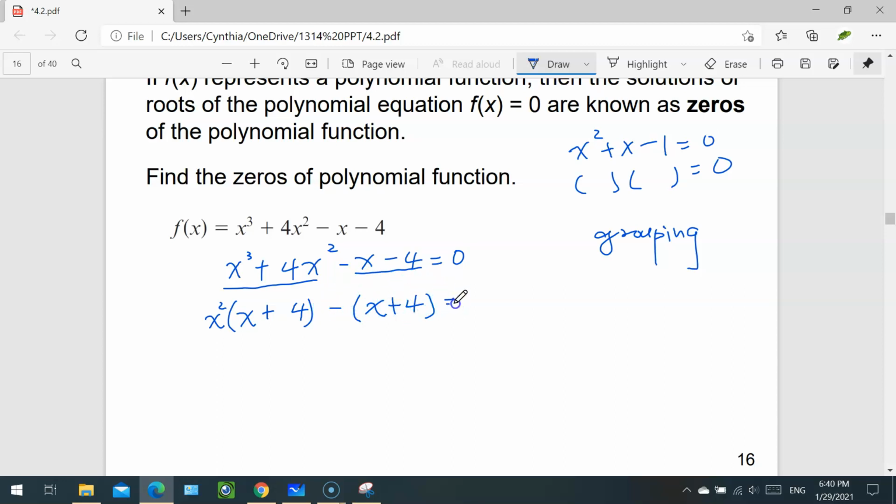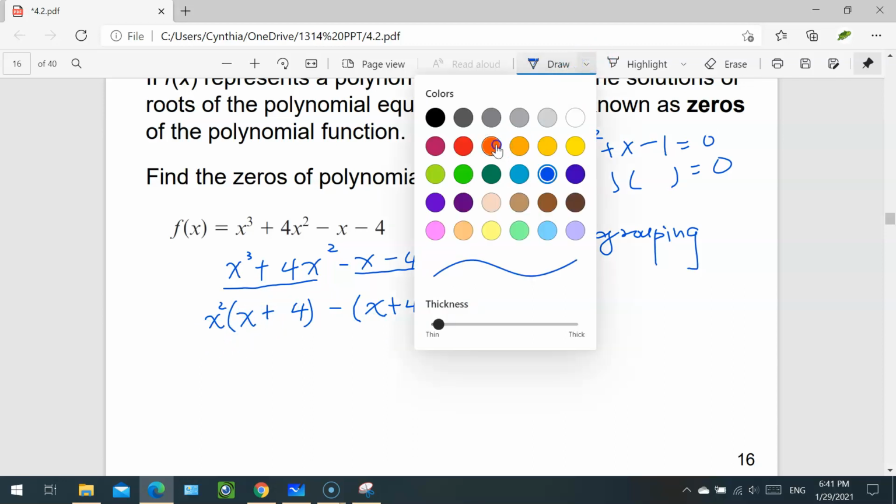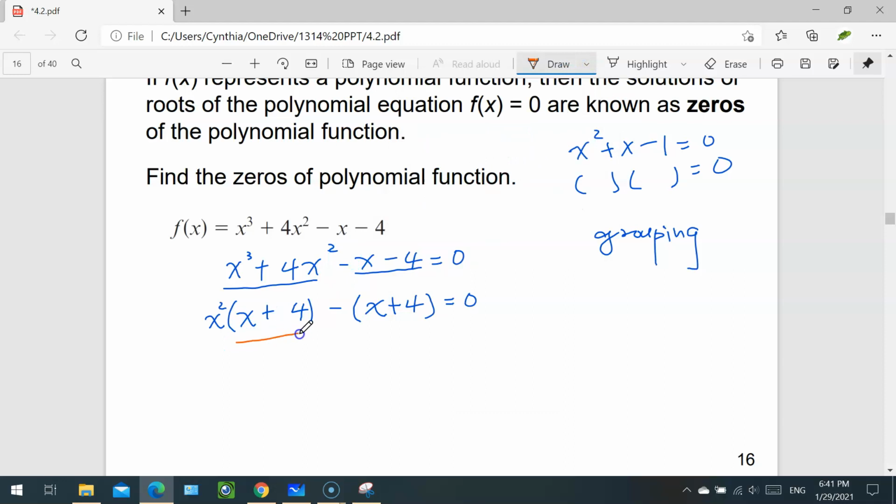Now set that equal to 0. The next step is to take out the common factor one more time. So when I look at these two terms, I realize I have the common factor of x plus 4. So now we take out the common factor one more time, which is x plus 4.